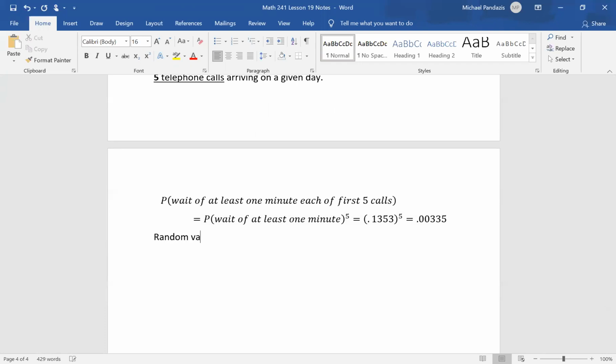Okay, so random variables that satisfy either of the following 2 conditions are exponential random variables. Okay, so if either of these 2 things happen for your random variable, it is an exponential random variable.